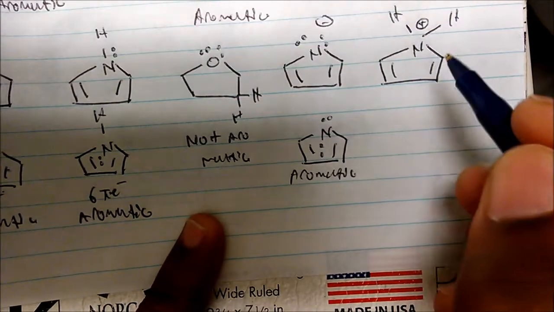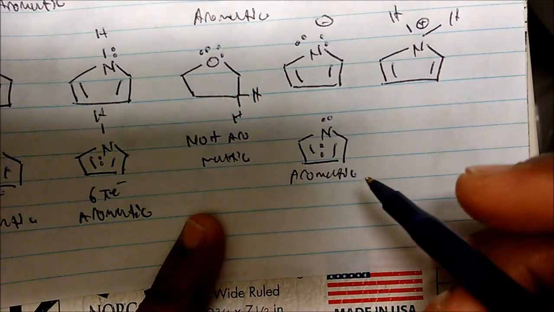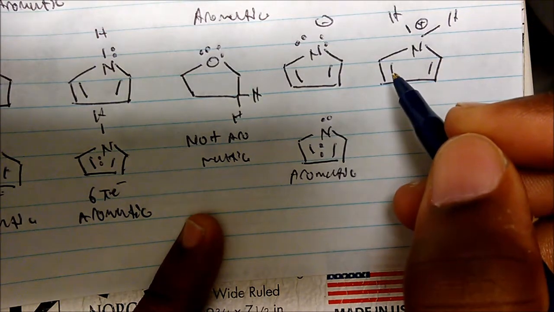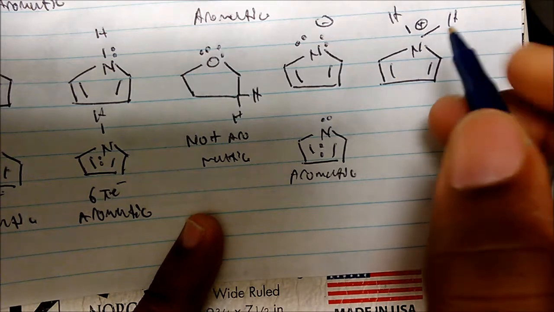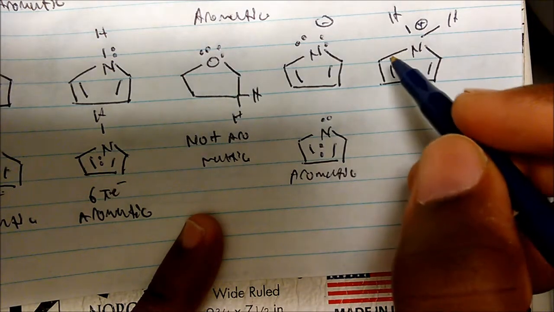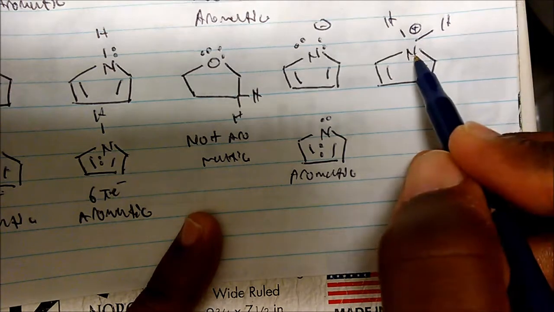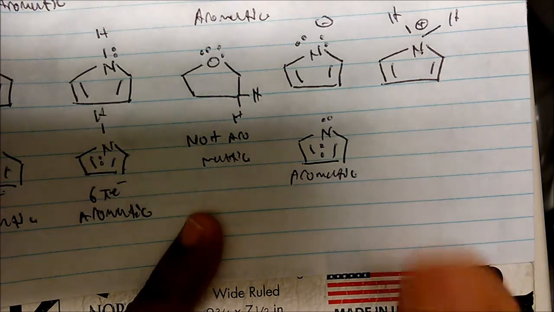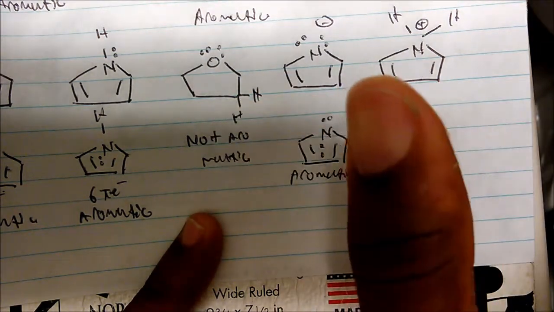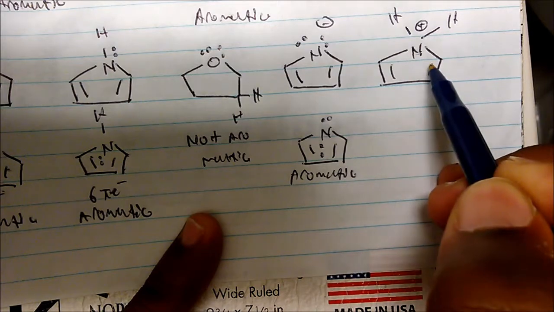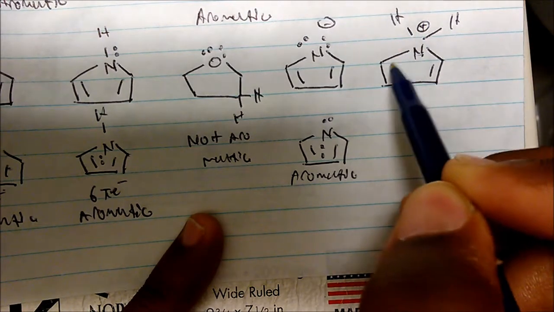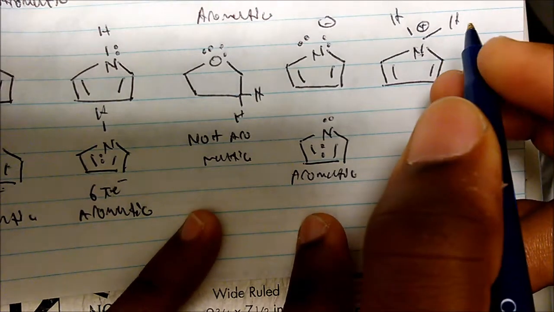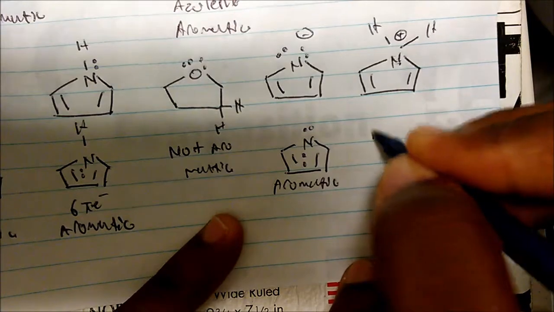Now let's look at this one. Is this aromatic, anti-aromatic, or non-aromatic? Well, we have 2, 4 pi electrons. We might be thinking it's anti-aromatic. Well, what's my nitrogen? My nitrogen is sp3 hybridized. Remember, in order for this to be anti-aromatic, the only rule it has to fail is the number of pi electrons. So this has 4 pi electrons. However, we have this sp3 nitrogen here, which means that this is not aromatic.